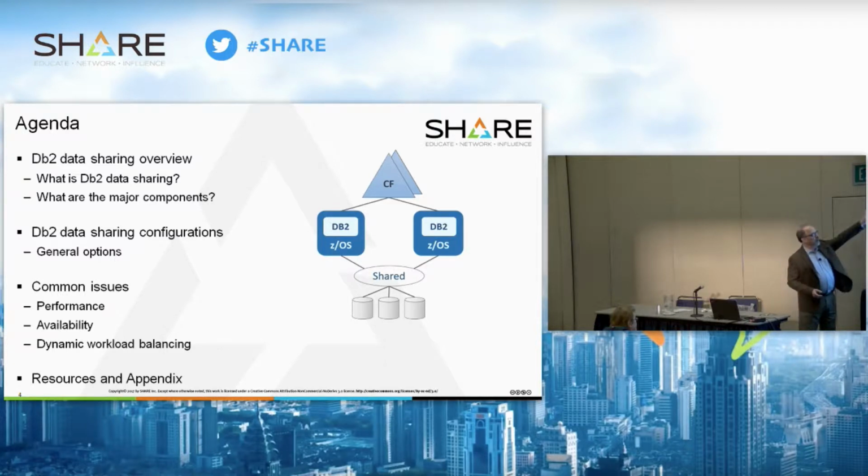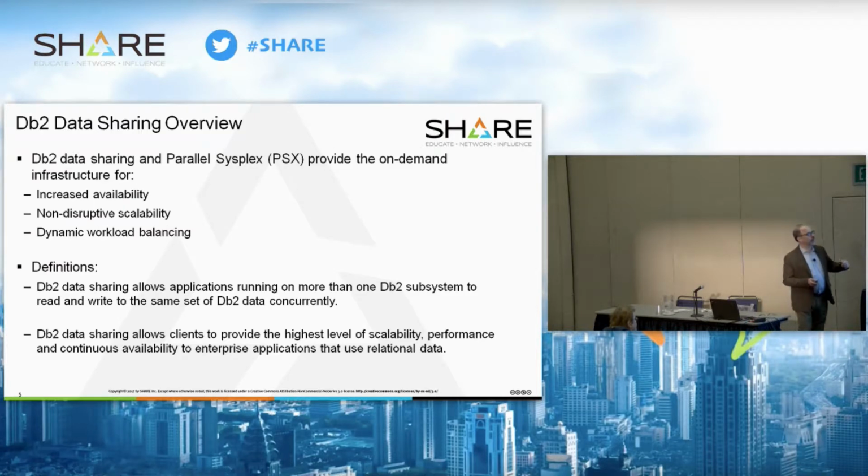So we're going to talk about what is data sharing and the major components, the general options for configurations, and I group the common issues into three areas: performance, availability, and workload balancing. And we'll work through them. Some of them interact with each other, but that's what we're going to talk about.